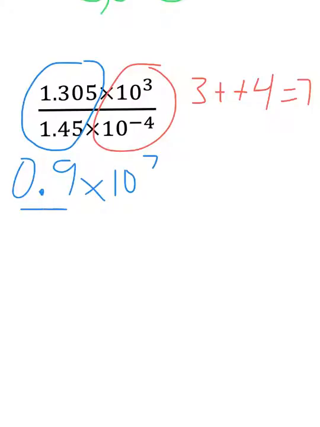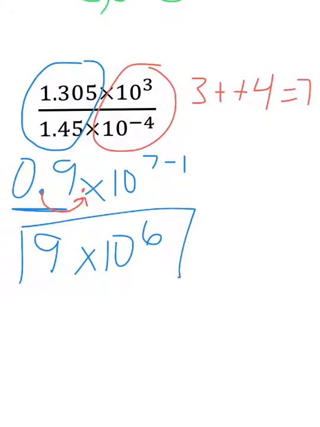We're not quite there yet, though, because 0.9 is not between 1 and 10. So we have to move our decimal place one place to the right, actually. And so then we end up with 9 times 10, and when we move it to the right, we have to subtract 1, so 10 to the 6th. That will be our answer for that one.